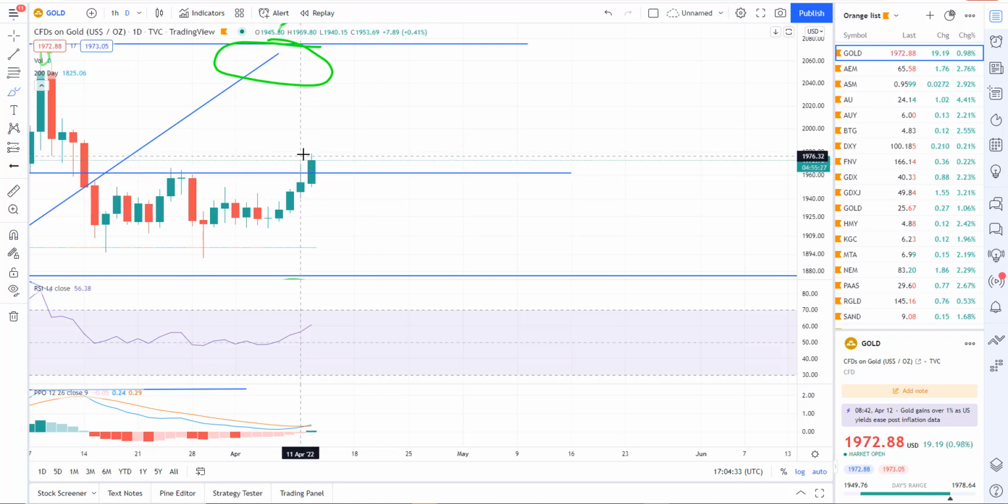Today breaking out, and so far we're above. So the bigger the close above that level, if we close at the highs or something like that, the better as a buy signal, and a breakout for the next move higher.